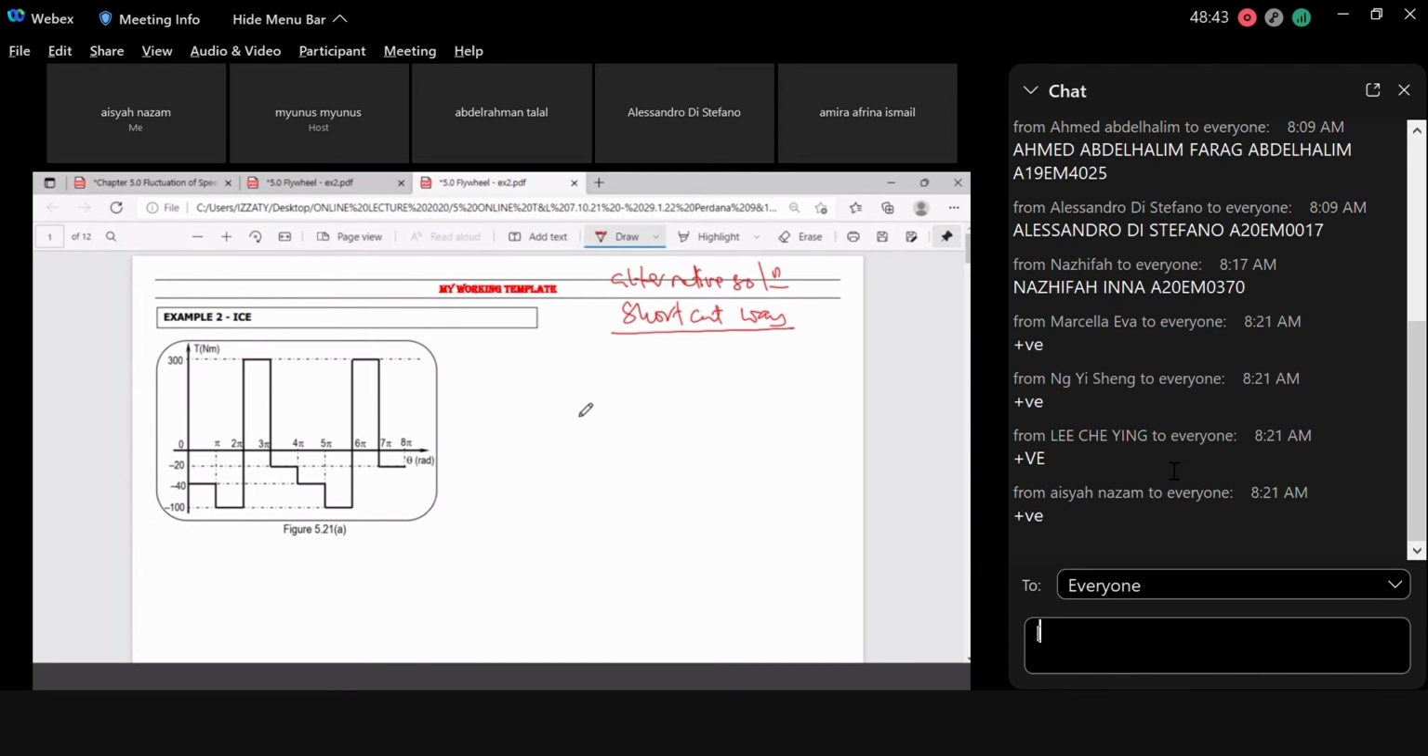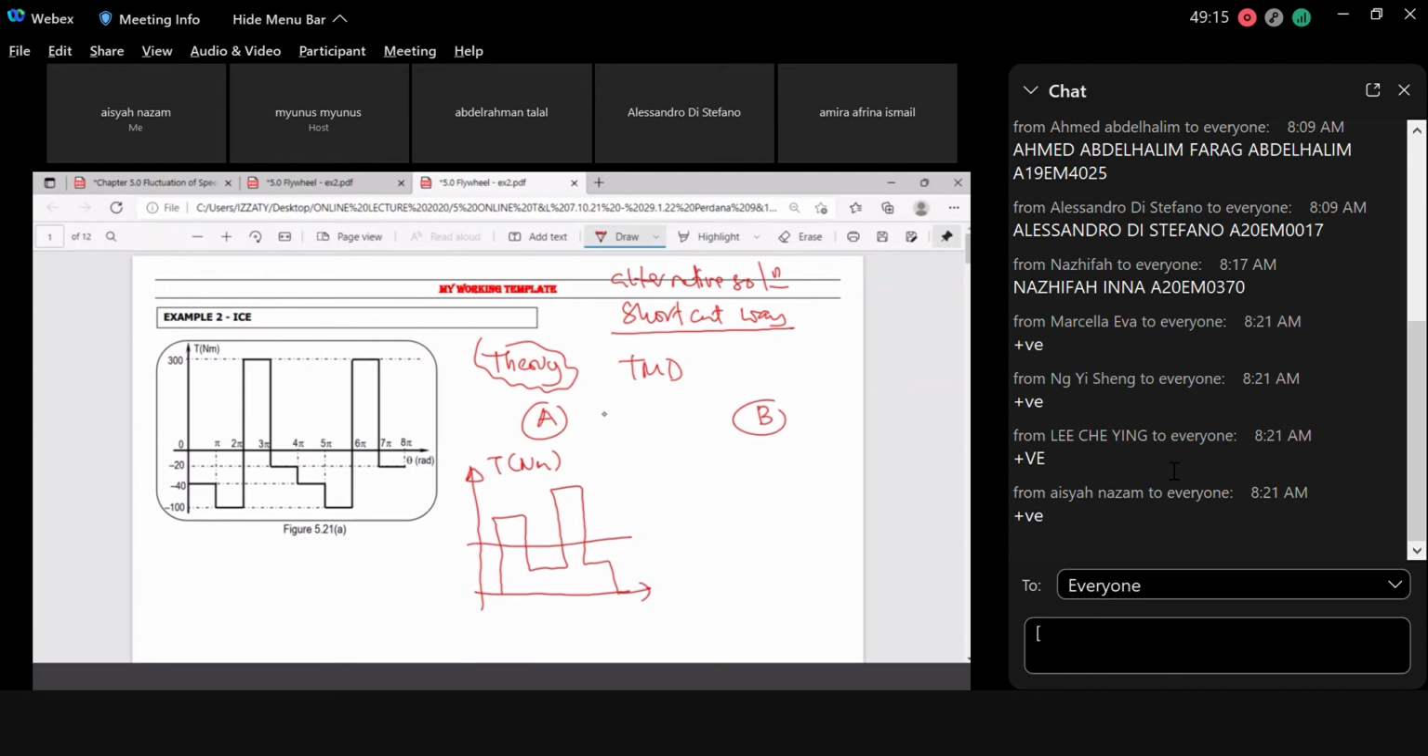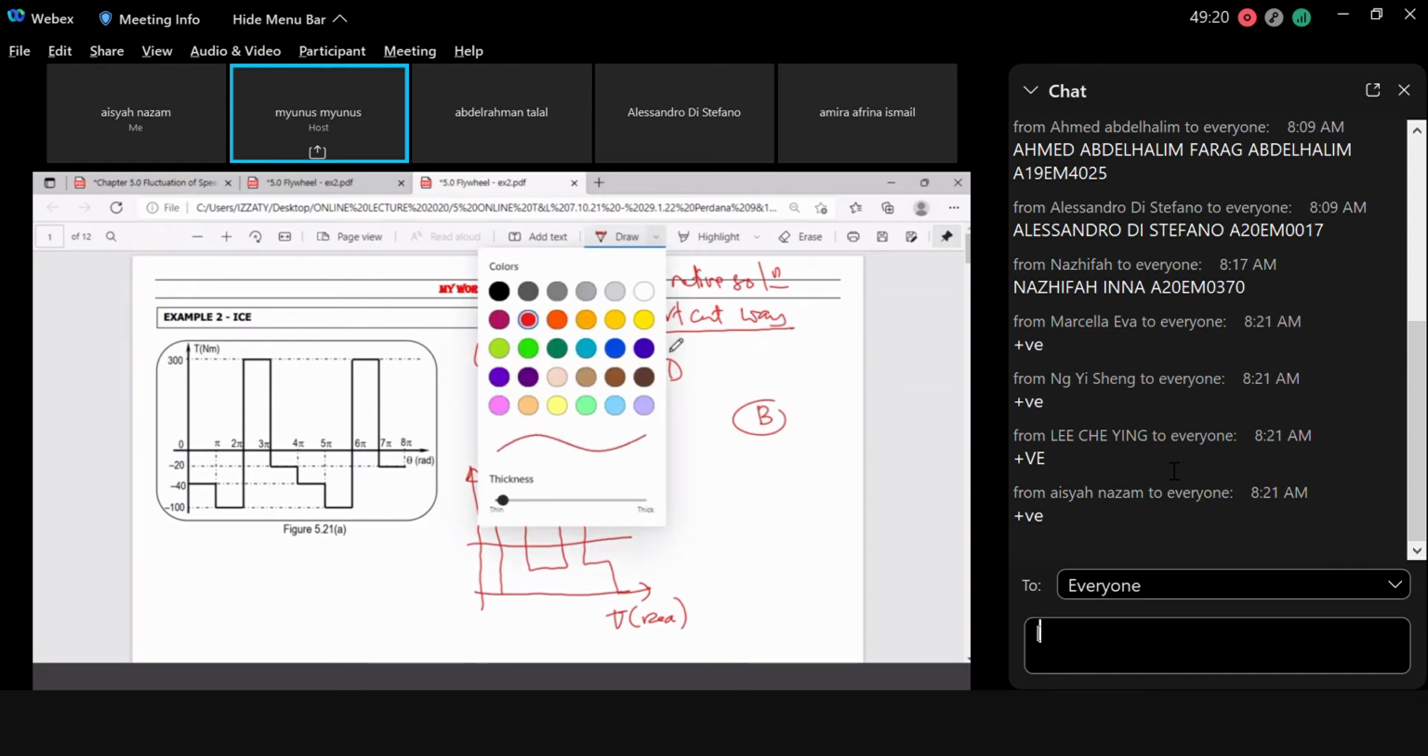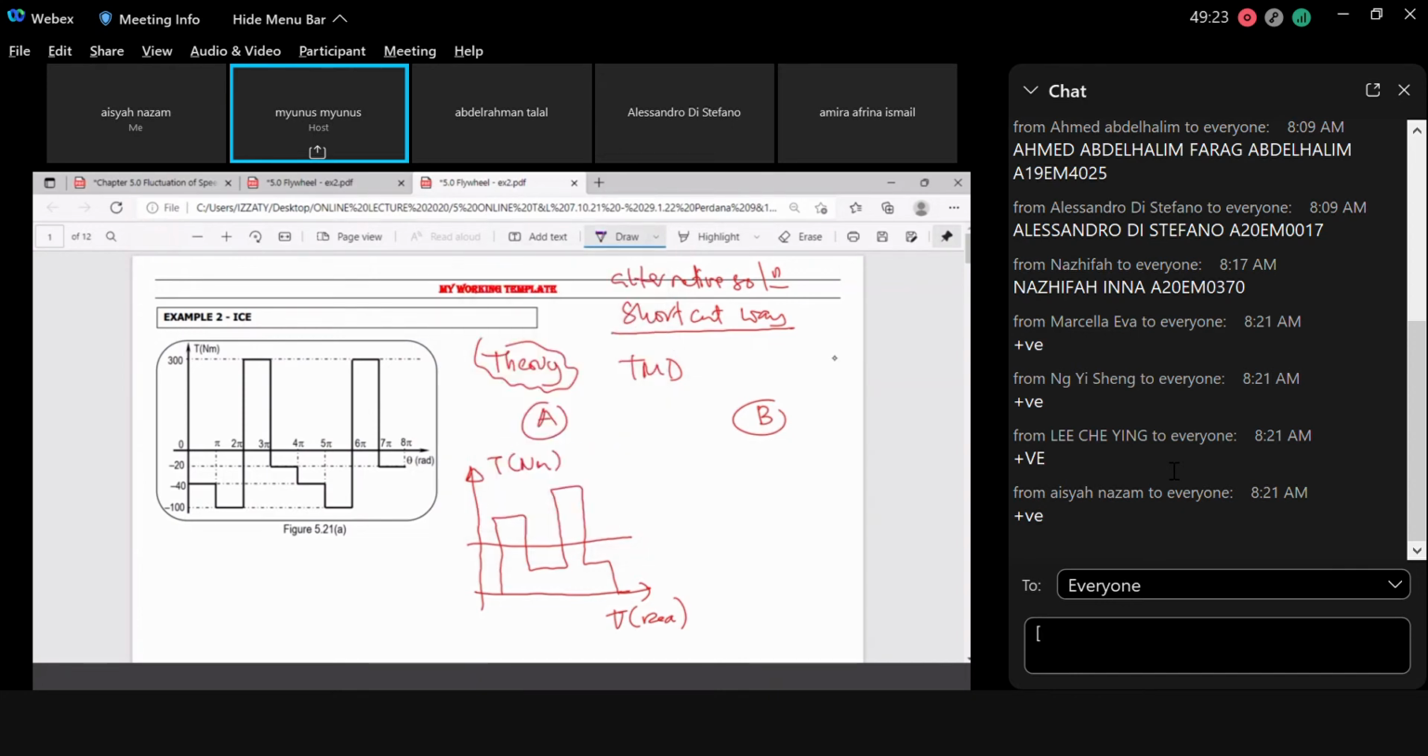Okay, before doing this one, I'm going to explain to you one thing. Look at the turning moment diagram. This is theory. So you have two turning moment diagrams, A and B. If A here, for example, is presented here, in Newton meter, and this one of course in pi in radian. You have another graph, put it in another color here so you can easily differentiate.